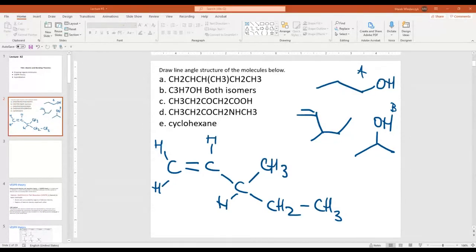Anybody? You cannot just say they are isomers. You have to say that they are constitutional isomers. And if you want to be specific, you can say that A is the primary alcohol, the B is the secondary alcohol. And again, this is something that you should know from the functional groups, okay? And they are both alcohols. But the idea here is that they have the same molecular formula, different structures. So that makes them constitutional isomers.